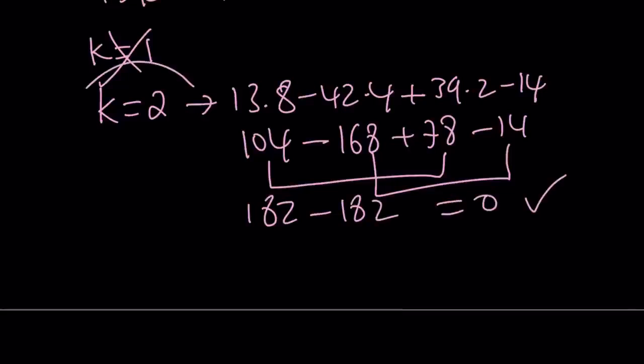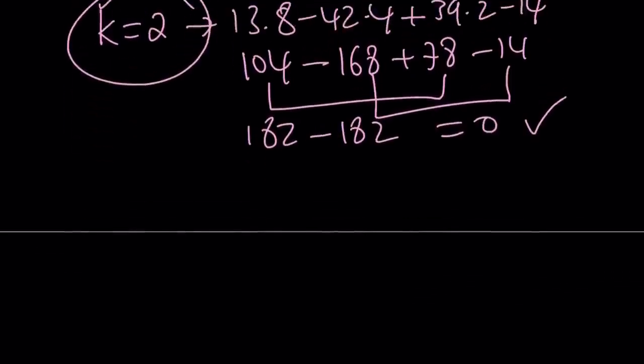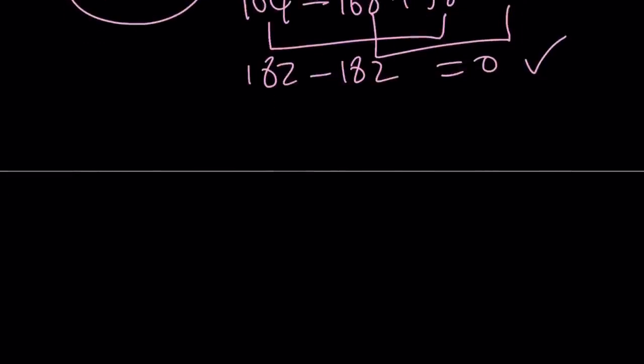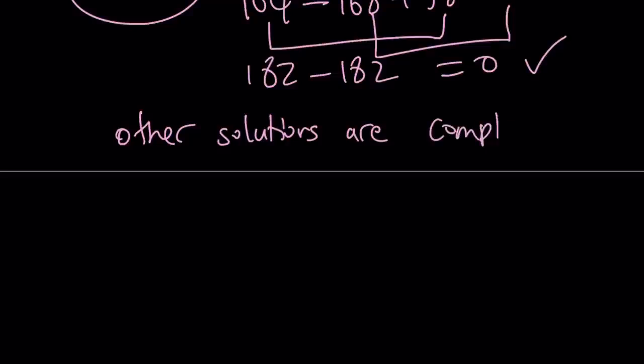Yay, k equals 2 is a solution. And what about the other solutions? This is a cubic, so it has 3 solutions, but guess what? The other solutions are complex. They're no good. We want real solutions. Awesome.